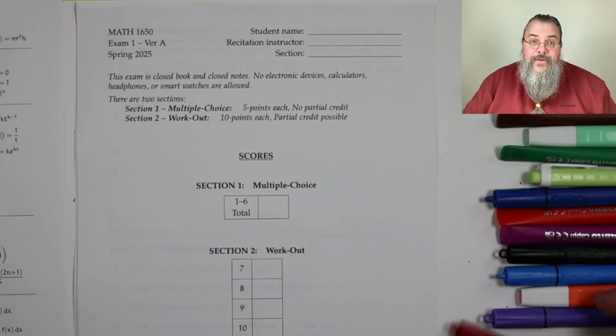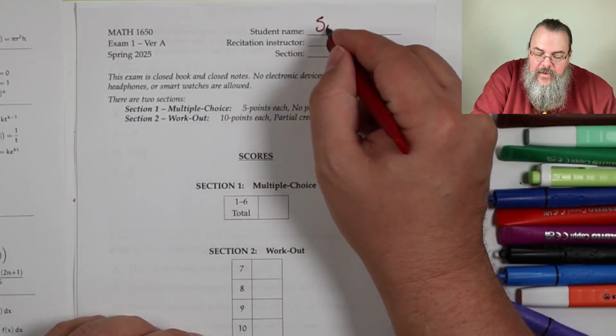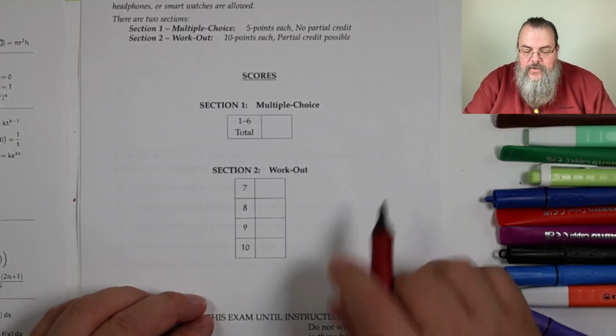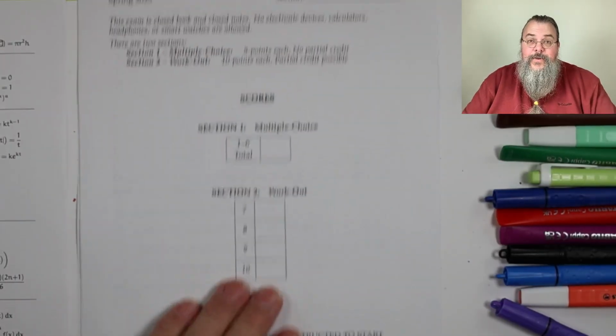And of course, as always, if we're going to take a test, we want to make sure we put our name on it so that we get the credit. All right. Well, lots to look forward to, 6 multiple choice, and 4 workout. So let's begin.